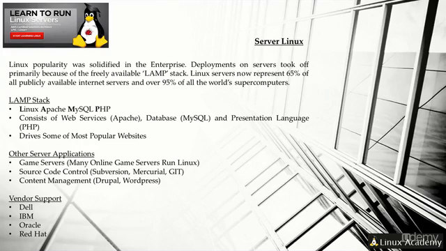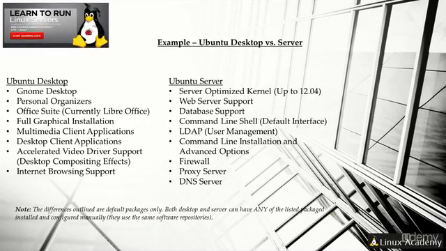So let's take a look at an example. For Ubuntu, the differences between Ubuntu desktop and server are these. On the desktop, by default, it comes installed with the GNOME GUI. It also has a number of personal organizers, an Office suite, which grew out of OpenOffice, now called LibreOffice, a full graphical installation, which you can click through very quickly and have the install started in less than 5 minutes, which we'll see in a subsequent video, as well as multimedia client applications, desktop client applications, accelerated video driver support for desktop compositing effects, and for support of games that run on Steam, for example, and internet browsing support.